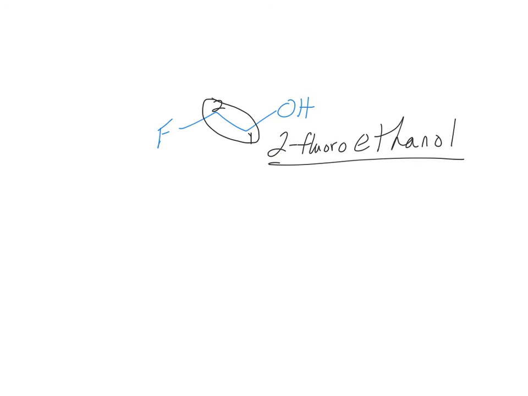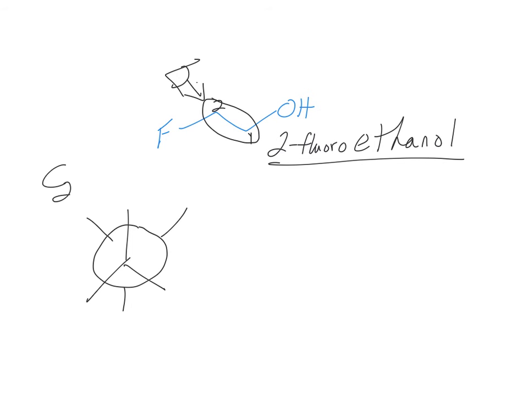Okay, so 2-fluoroethanol. Now let's work on transposing this to a Newman projection. I'll even draw a Newman projection for you to start in a staggered conformation, and pretend we're looking down from our eyeball. Let's do from C1 to C2, or C2 to C1. So this front carbon right here is C2. See if you can transpose that Newman projection.